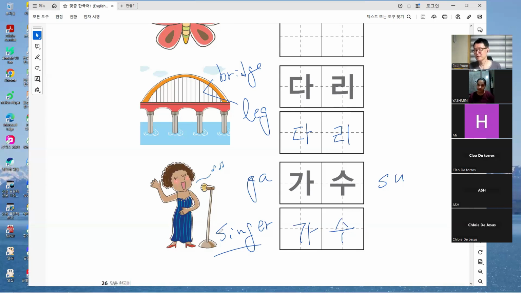Who's your favorite Korean singer? 정국. 정국, BTS? Okay. 네. I like BTS too. But I like New Jeans. Do you know New Jeans? Yes. Okay, New Jeans. Good. All right.